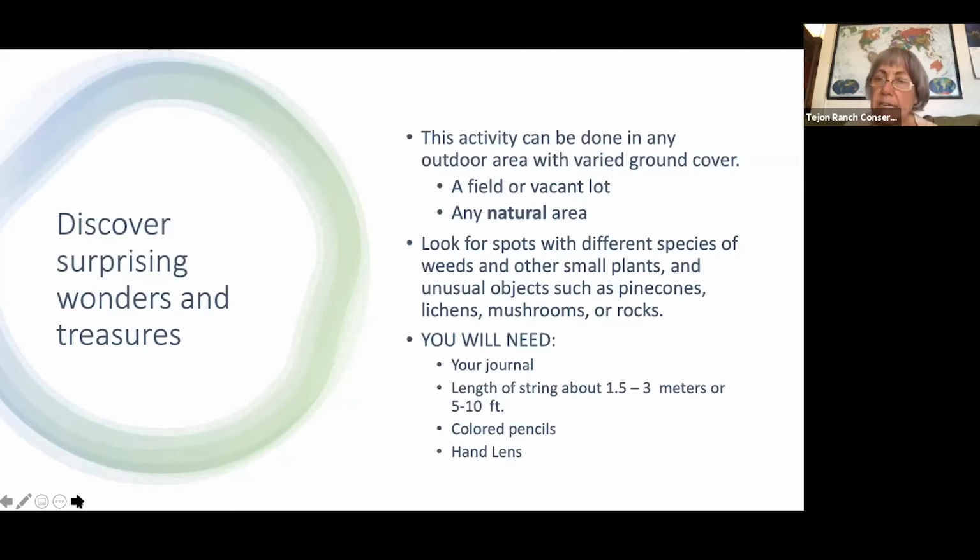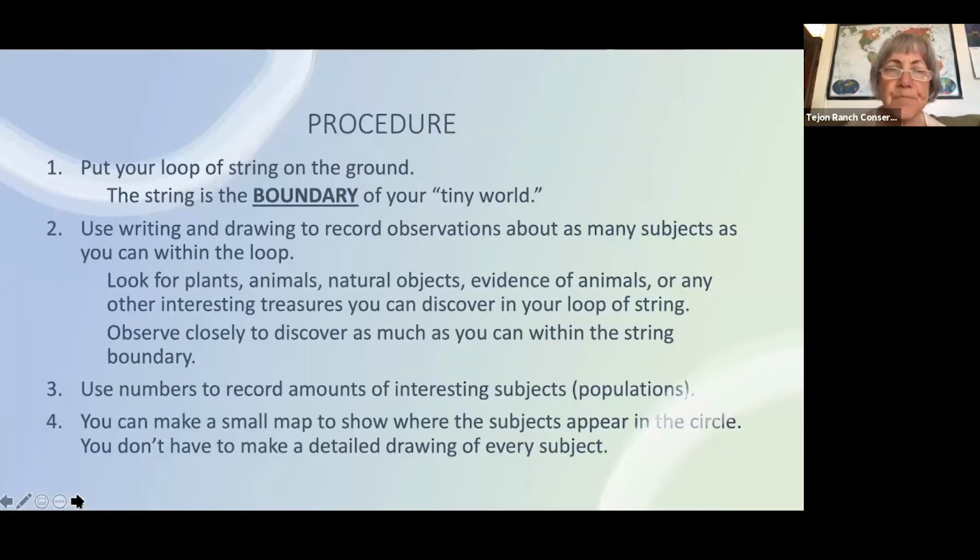You're going to need your journal, a length of string that is about 5 to 10 feet long, colored pencils, and a hand lens. And what you're going to do with that string, take it and tie the ends off so that you'll end up having a circle of string. Put your loop of string on the ground that you're going to study. The string has now become the boundary of your tiny world.